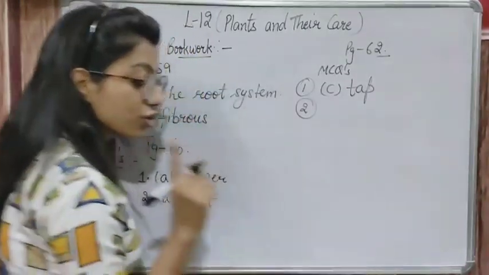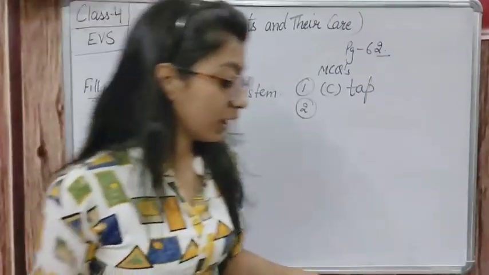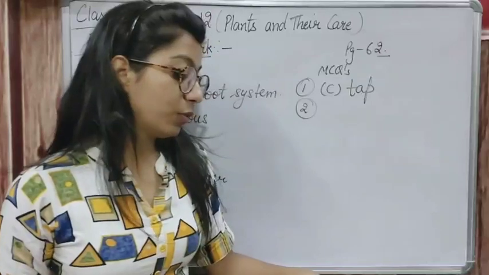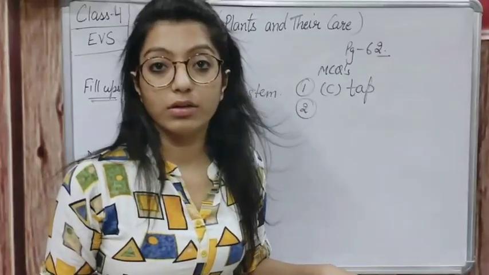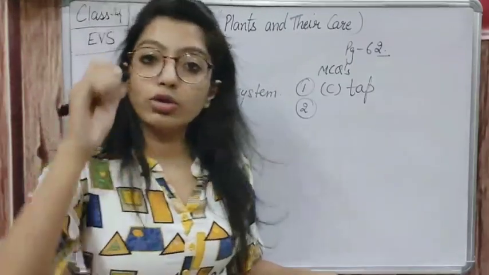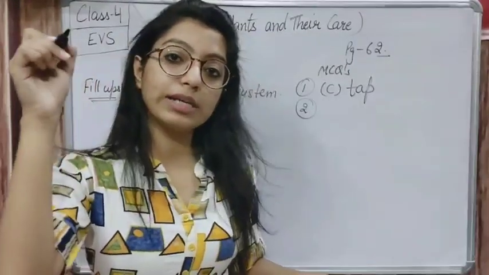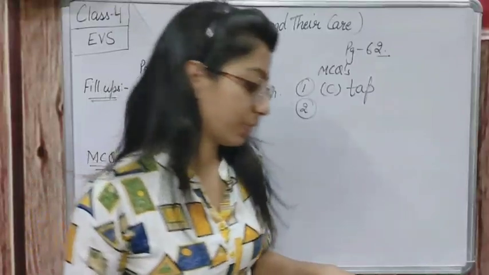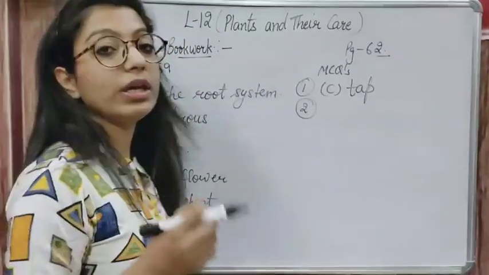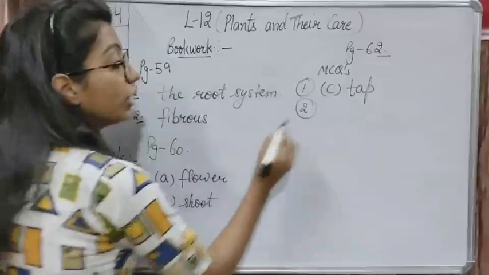Option number first is root. Second option, here it is given stem only. So you just write before the stem, modified. Stem se pehle modified ko likh lijiye. Arrow banakar ek modified upar likh lijiye, that is modified stem. And third option is leaf. So, the potato we eat is an underground modified stem.